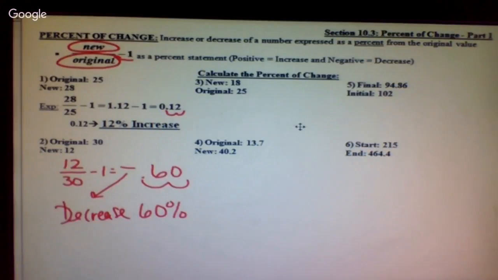Okay, number 3, your new was 18, your original was 25. Is this increase or decrease? Decrease. This is also a decrease. Again, new divided by old minus 1 gives me negative 0.28. So this is a decrease by 28 percent.